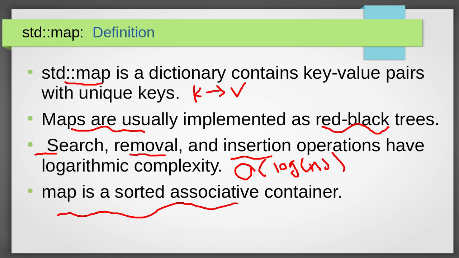Map is a sorted associative container, and that means you can print map keys in increasing order.